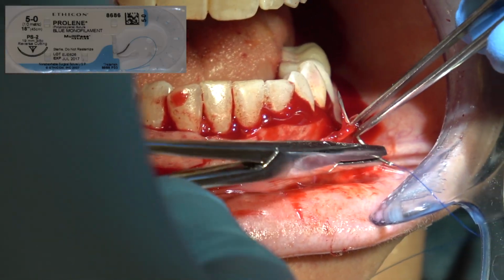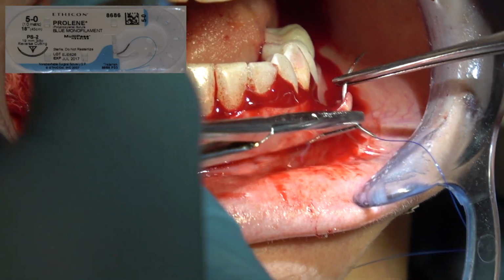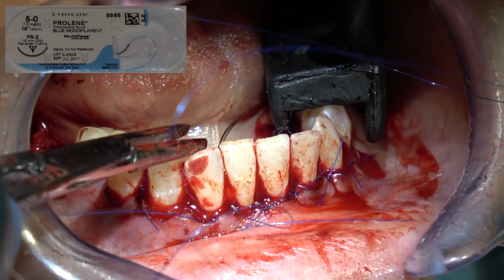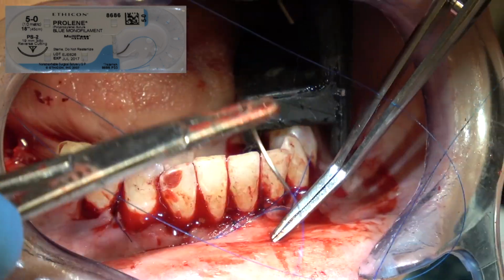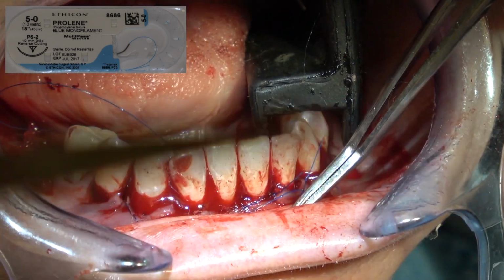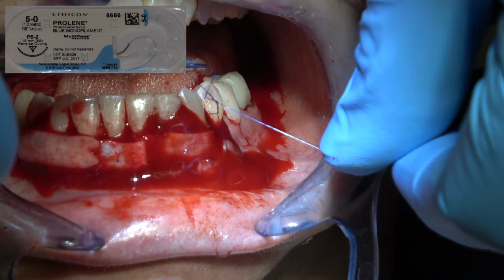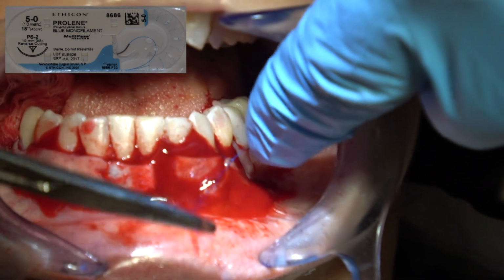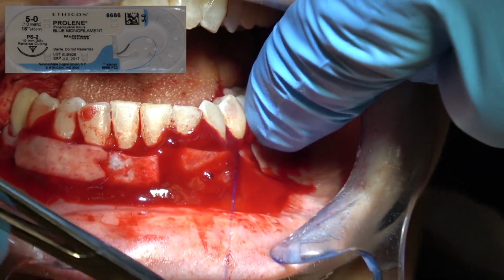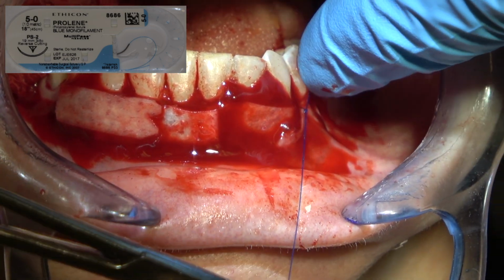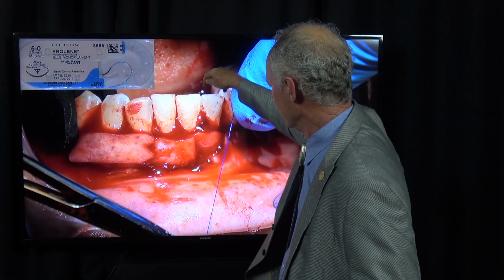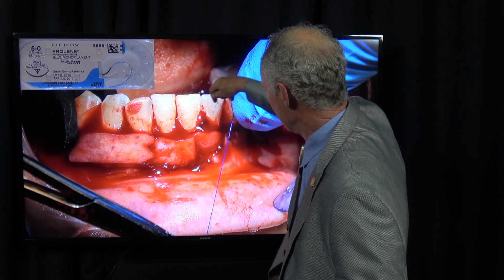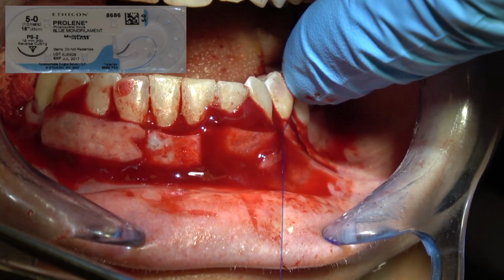Then this is 5-0 Prolene. You want a deep bite in the flap, and many times you'll actually go through the periderm, because you want to hold it tight against the teeth. So you go through the flap here and then go through the periderm, and then take the back end of your needle and push that through this interproximal area.